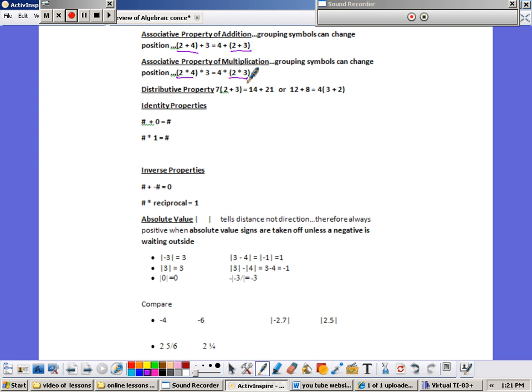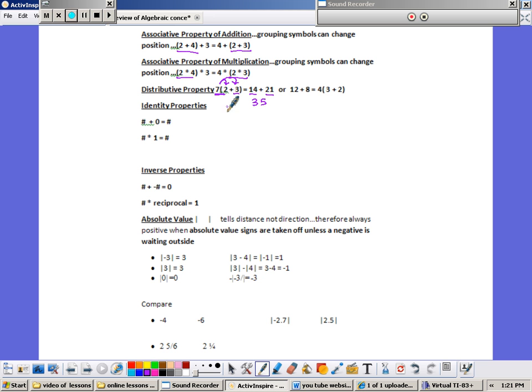The distributive property says that if you have a number in front of a set of parentheses, you can give it to each of them through multiplication. So 2 times 7 is 14, and 7 times 3 is 21. Add them together, and you would have 35.